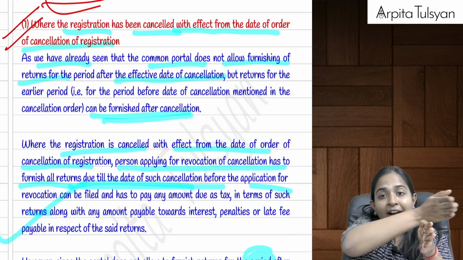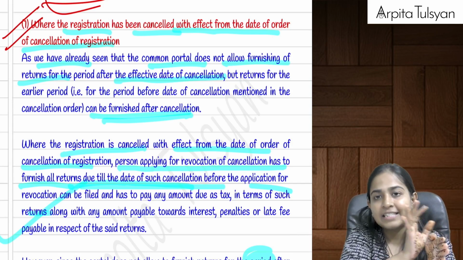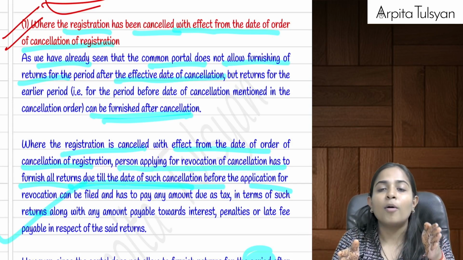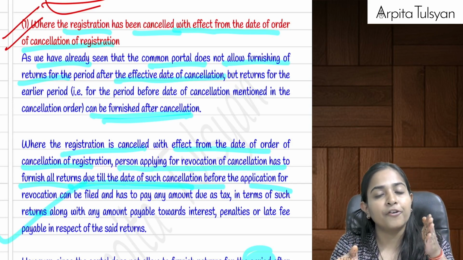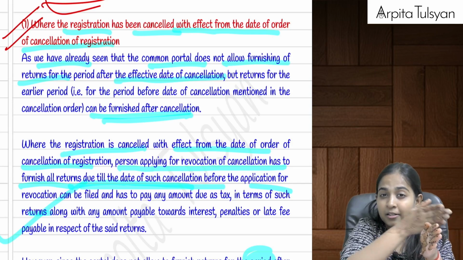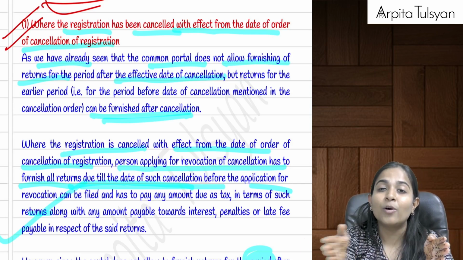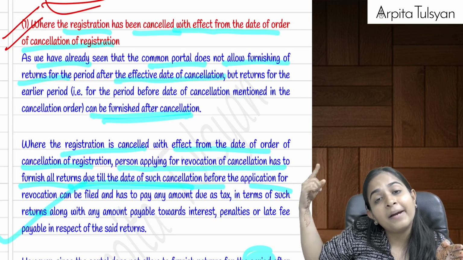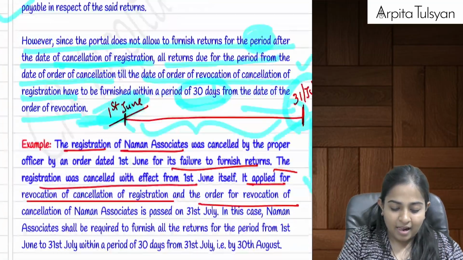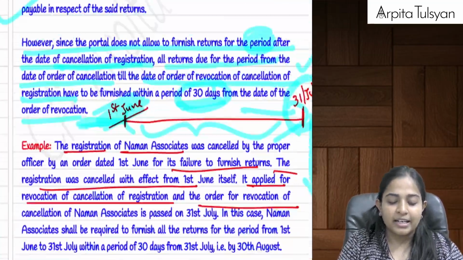Can you file the return for the earlier period before cancellation? Yes, the system will allow that. But let's say my registration got cancelled from, for example, 1st April 2024. It will allow me to file all the old returns, but it will not allow me to file the new returns. When will it allow me to file the new returns? Only after my cancellation has been revoked. Are you understanding this?